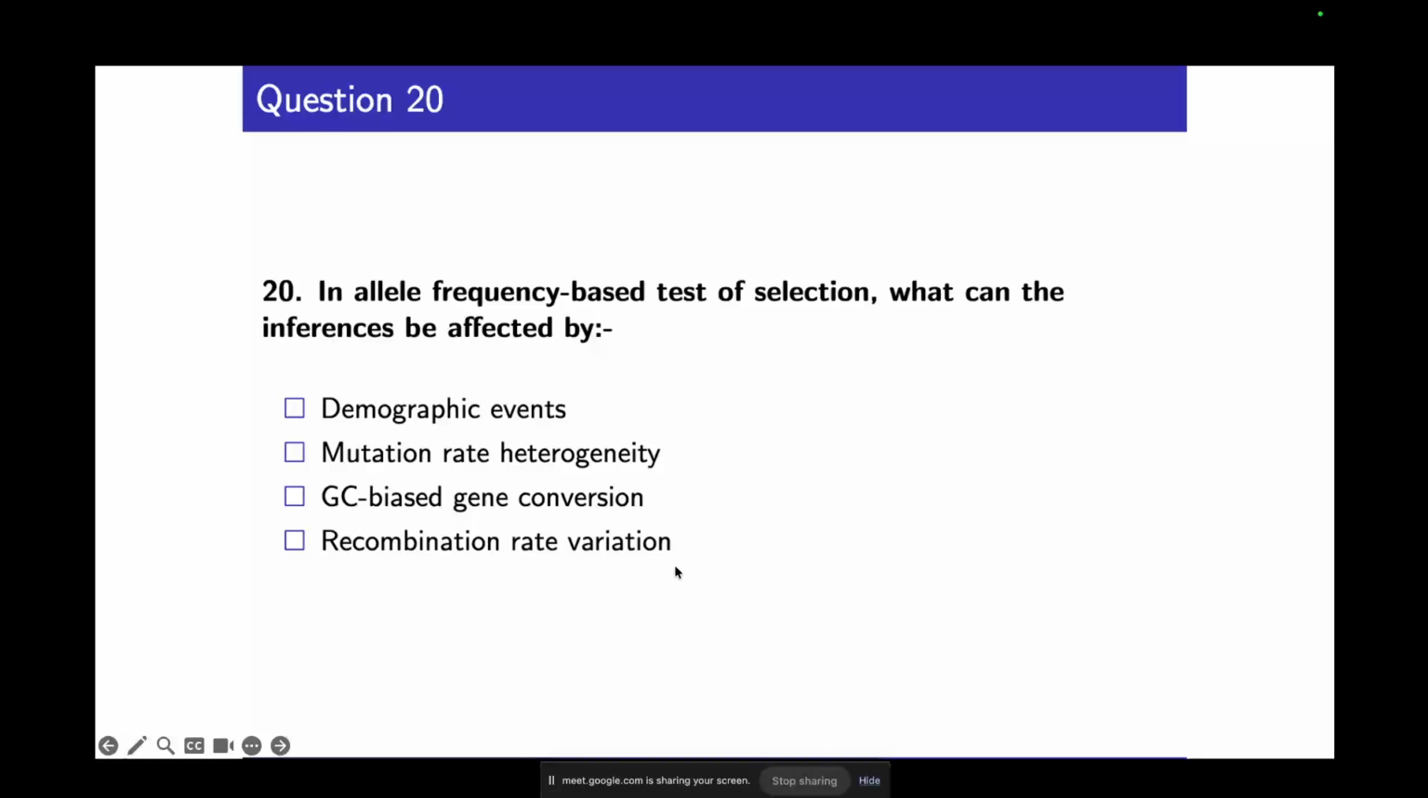Right? The mutation rate heterogeneity will not play a role because the mutation rate heterogeneity is telling you if the selection is happening or not. Right? And also GC biased gene conversion is also not related to selection tests. So A and D are the answers.